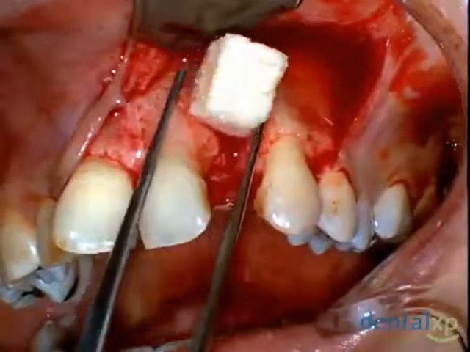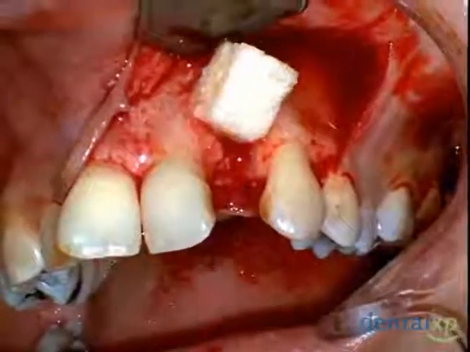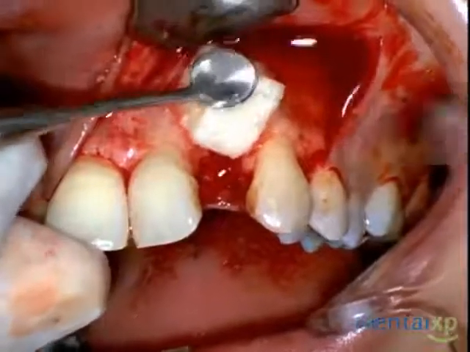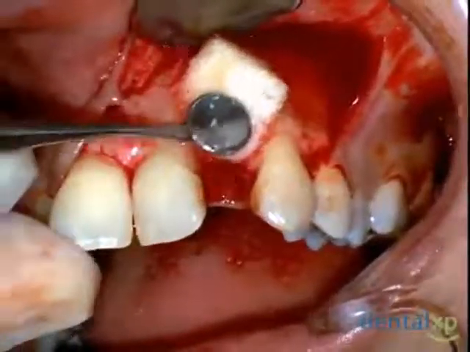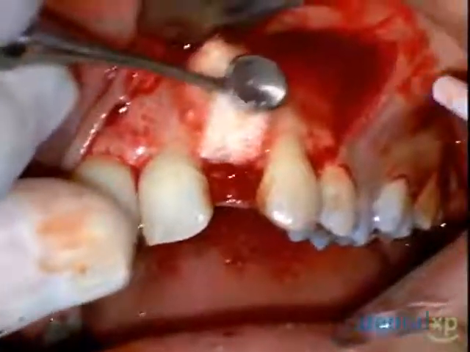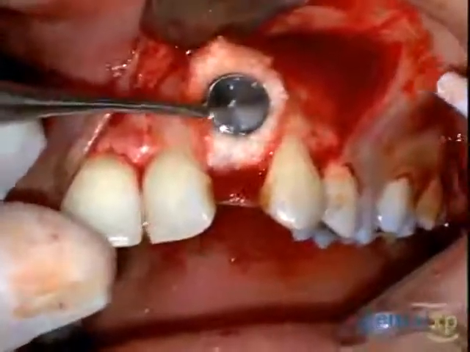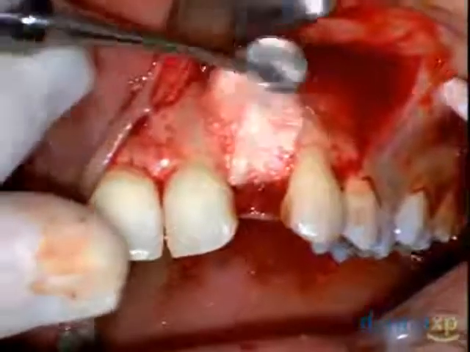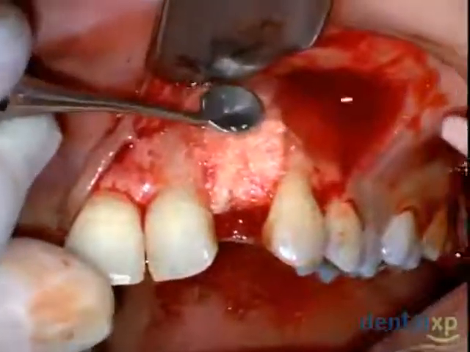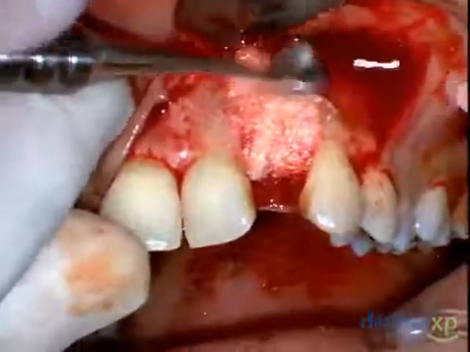We're then going to utilize, for augmentation purposes, a Bio-Oss collagen sponge impregnated with PRGF, plasma rich in growth factors, a BTI product, and something in protocol that was created by Dr. Eduardo Anitua. And we are now slowly coapting this collagen sponge into the defect environment.